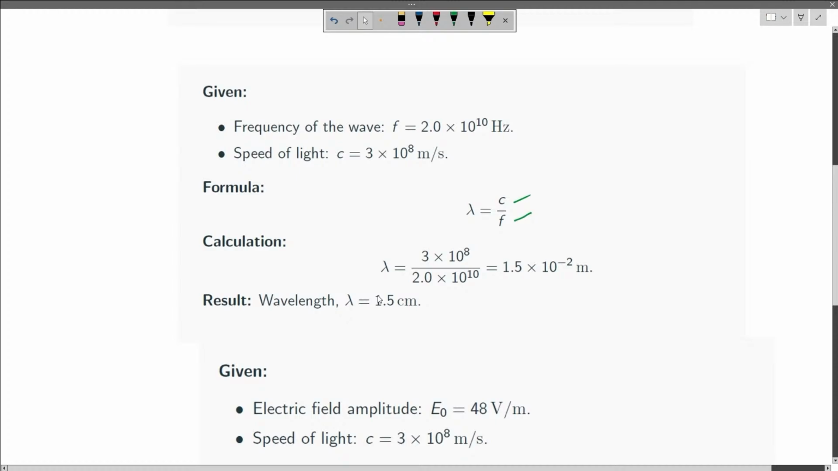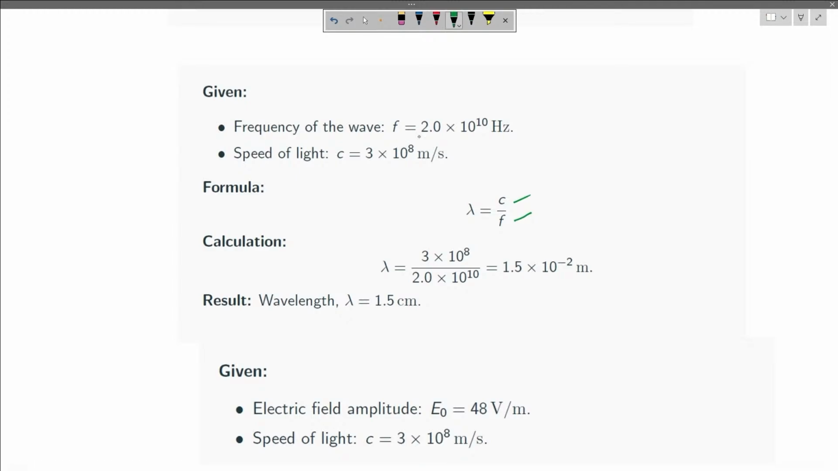So let's calculate the wavelength. The frequency of the wave was 2 into 10 to the power 10 hertz, and the speed of light was c equals 3 into 10 to the power 8 meter per second. The formula for calculating wavelength is c by frequency, that is the speed of the wave by frequency. Upon substituting the values, we get lambda equal to 1.5 into 10 to the power minus 2 meter. So the wavelength is going to be 1.5 centimeter.